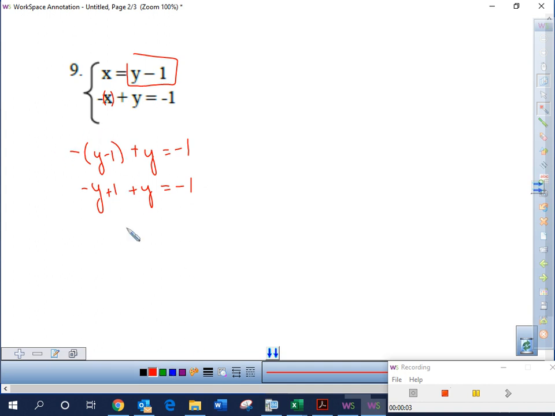And combining like terms here, my negative y and my positive y add up to be nothing. So I'm left with 1 equals negative 1. All the variables have disappeared, so one solution is out. It's got to either be no solutions or infinite solutions. And because this is not a true statement, 1 does not equal negative 1, this system has no solutions. These would be parallel lines.